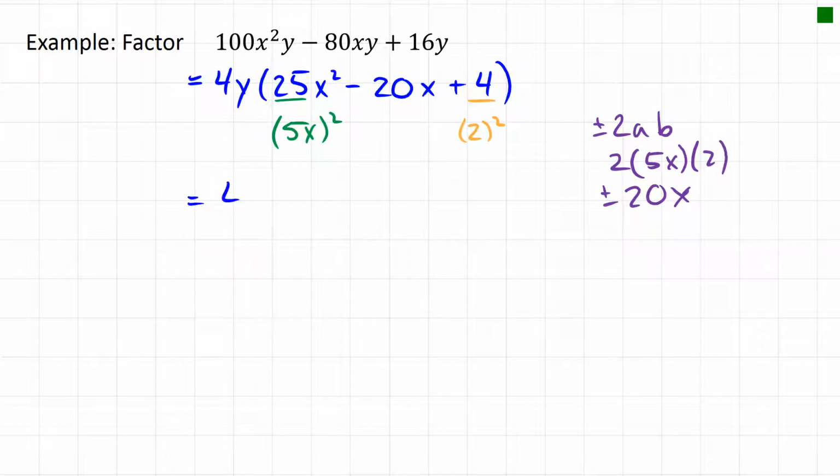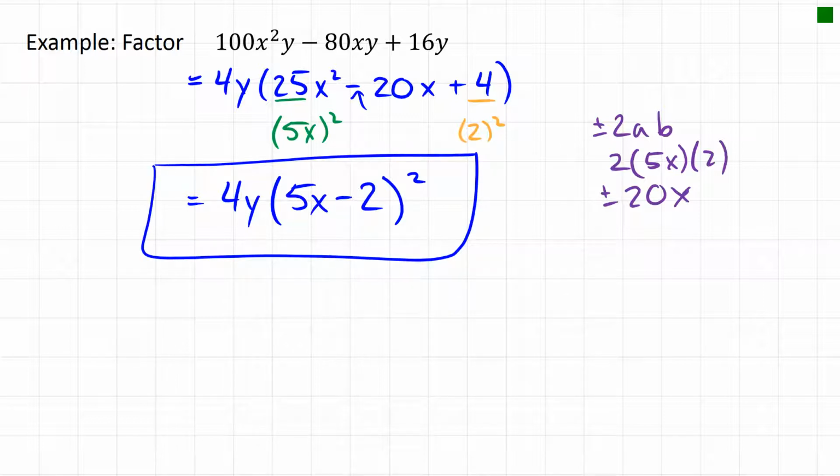So we have 4y, and then we pick, is it (a minus b) squared or (a plus b) squared? And because this is negative, then our a plus or minus b is going to be a minus b, or (5x minus 2) squared. And there we go. Again, I factored a perfect square trinomial. And you see that it's pretty quick as long as we can identify that pattern.